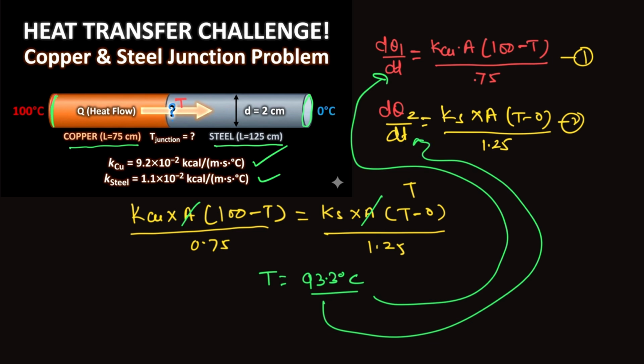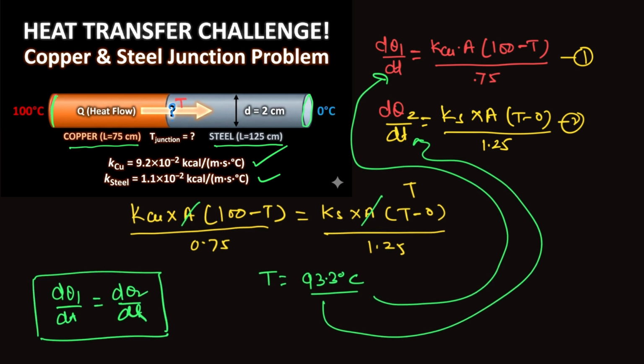After getting temperature, I substitute value of temperature either in first one or else in second one, and I will find out how much rate of heat flow or heat current will be there. And by the way, dq1 by dt will be equal to dq2 by dt, because rate of current flow will remain same. That's what principle we are using, that is Kirchhoff law. Whatever incoming current will be there, heat current I am talking about, same amount of outgoing current will also be there.